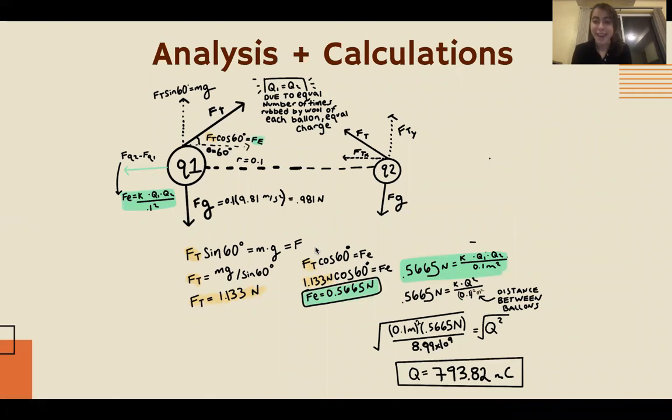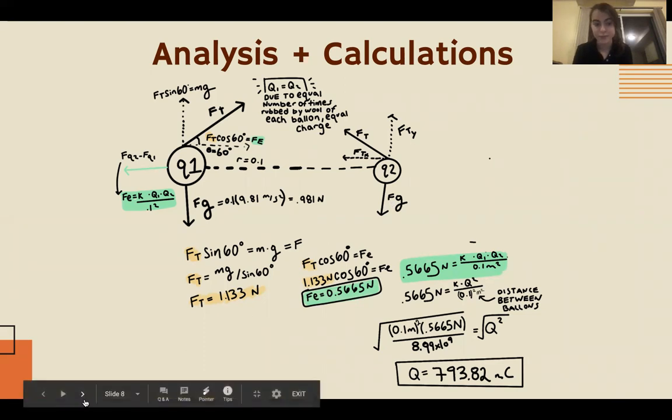By finding the angle between the balloon and the string, we were able to determine the electric force that one balloon exerts on the other to be 0.5665 newtons. We then use Coulomb's law and solve for Q2, which represents the quantity of charge on balloon 2. Since the balloons were weighed to be of equal mass and we rubbed the balloons an equal number of times with the material, we can determine that Q1 is approximately equal to Q2.